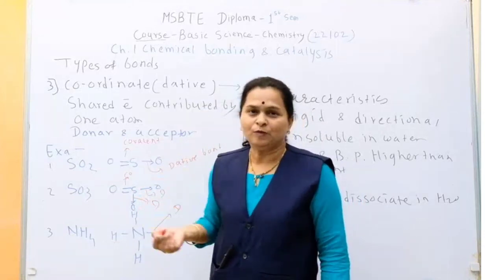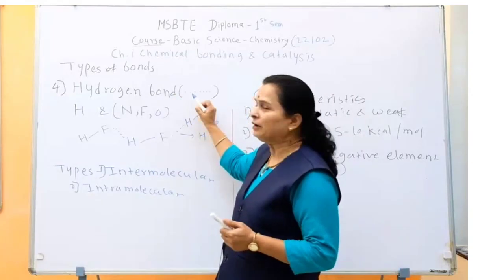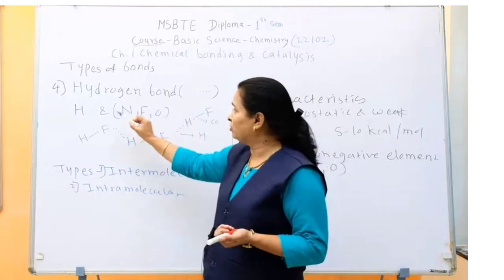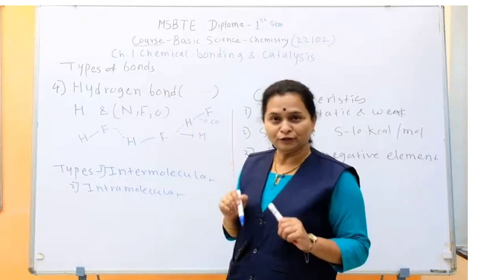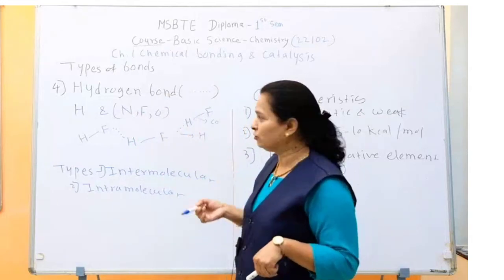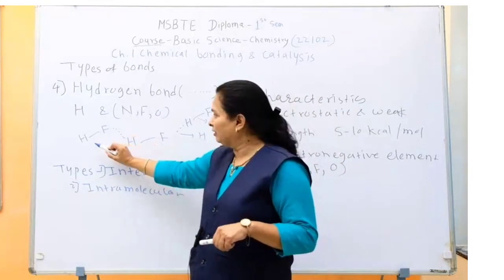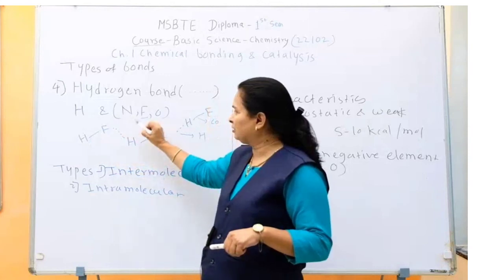Now the next type of bond is the hydrogen bond. The fourth type of bond is the hydrogen bond, which is shown by a dotted line. In this type of bond, hydrogen and one of these 3 electronegative elements must be there, then it is known as a hydrogen bond. Let us see one example, formation of hydrogen fluoride. This is hydrogen fluoride, HF, that means fluorine is present here.